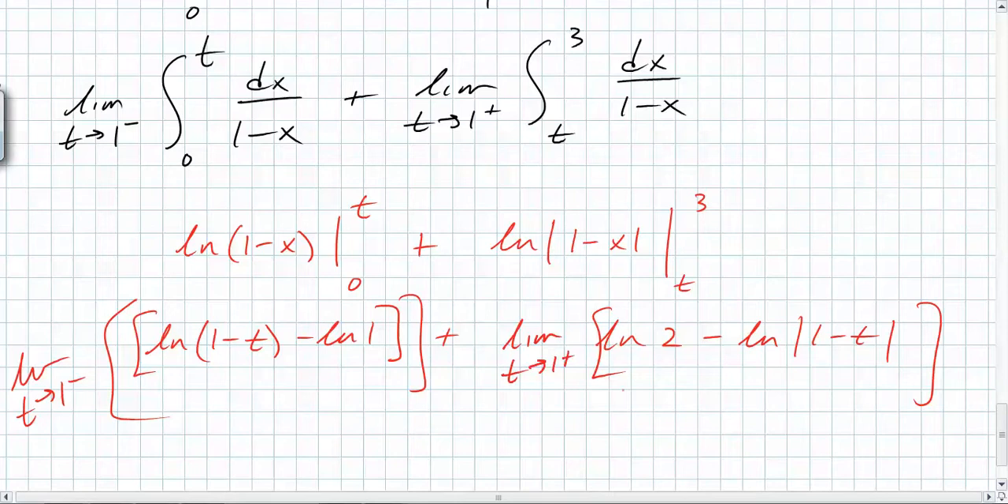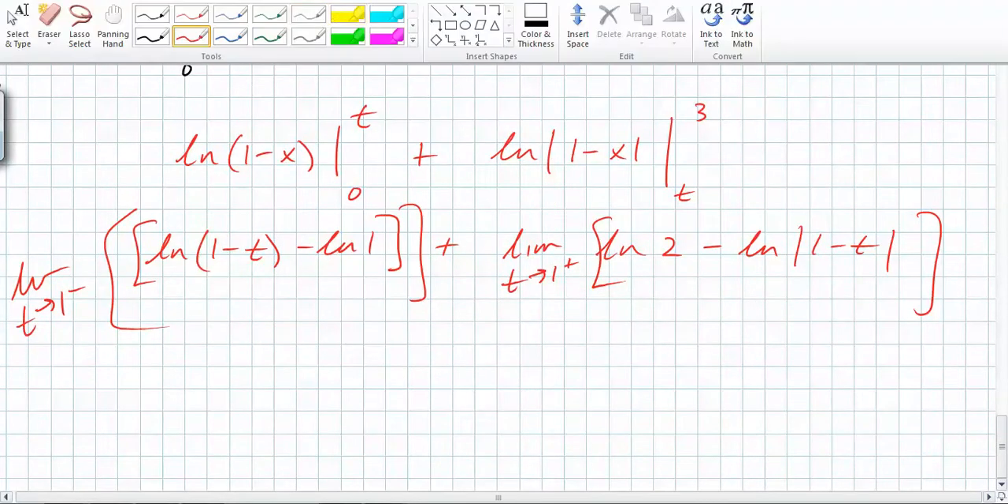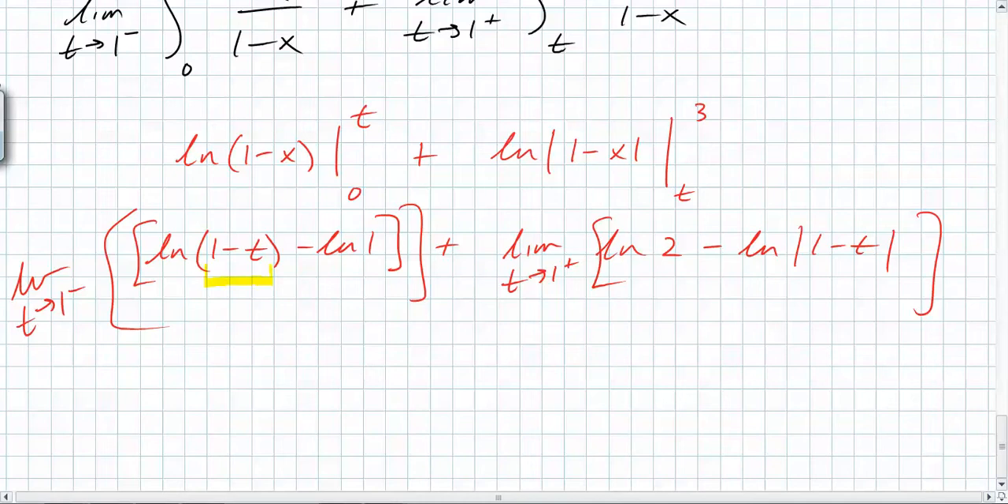Hold on. Let's see what happens here. What is this getting infinitely close to right here? What is that getting closer to? 0 from the right. So we know that this goes to 0, right? So what does ln of 0 from the right equal? Negative what? Negative infinity, right? And then what are you adding to it?